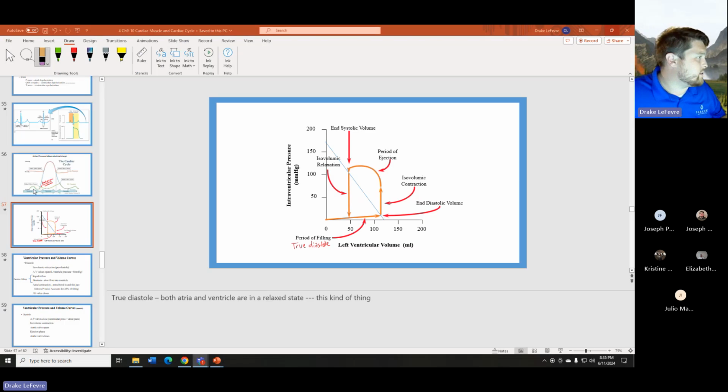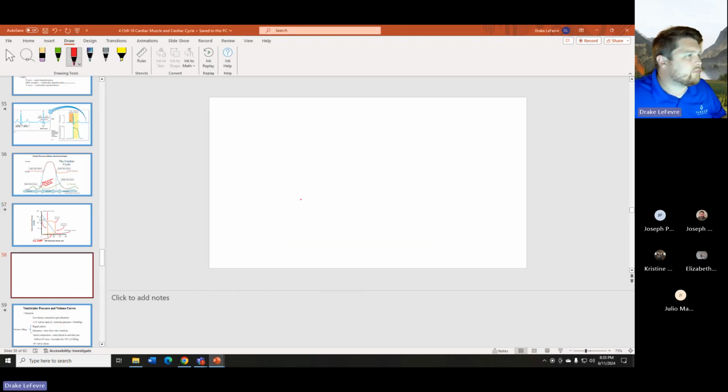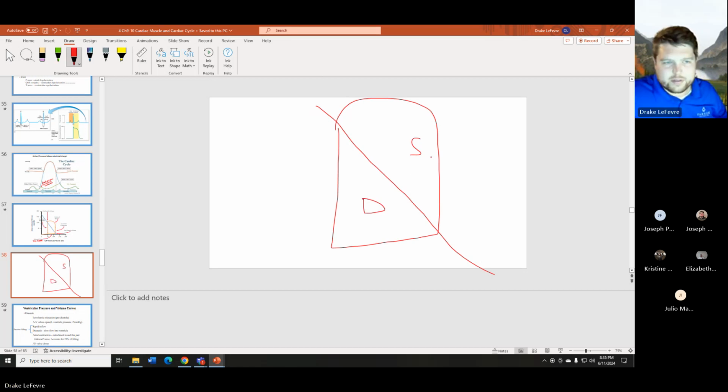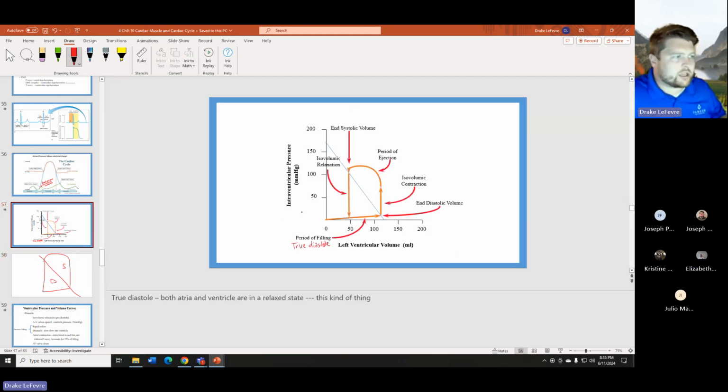Actually, I can just do this. New slide. Nice. So we have our chart right here. Okay. We split it. This is systole. This is diastole. What's systole again? Ventricular contraction. Good.